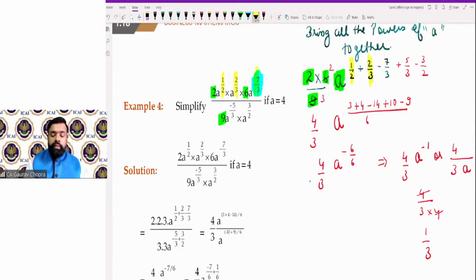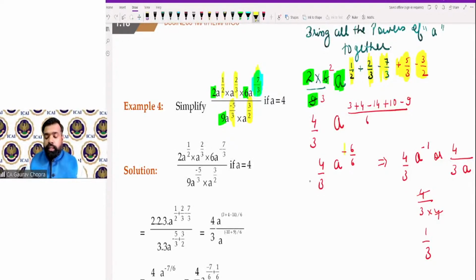Then power 7 by 3, we have taken, it is negative 7 by 3. So we have taken negative 7 by 3 as it is. Then the denominator is having negative 5 by 3, so it will become positive 5 by 3. And then positive 3 by 2 will become negative 3 by 2. So all the powers are taken together. Now we have taken the LCM and then solved.